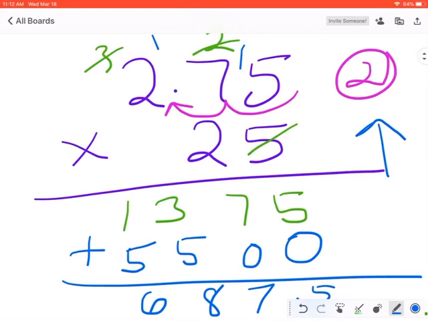Now we have to put our decimal point back in. We need to swoop 2 times from the end of our number. 68 75/100.